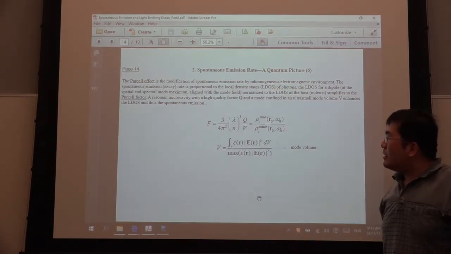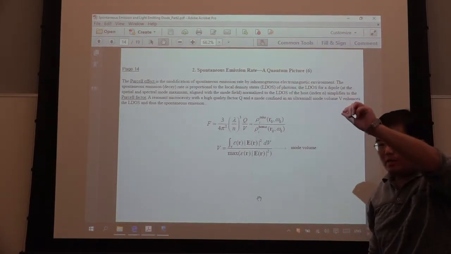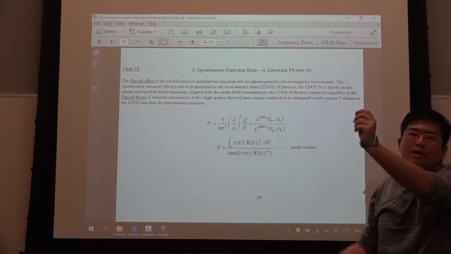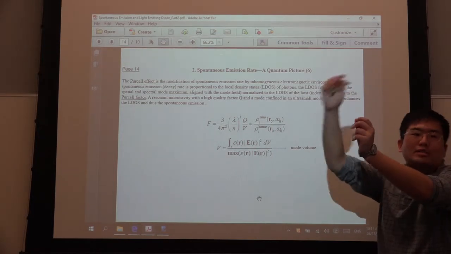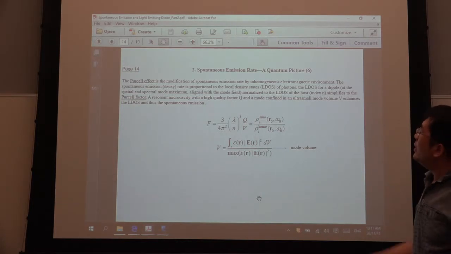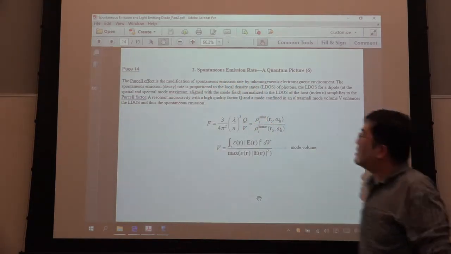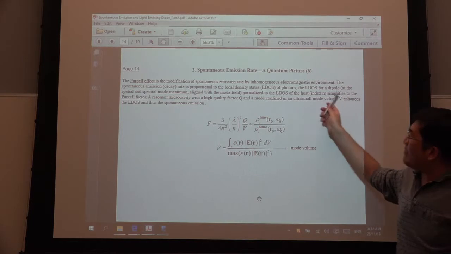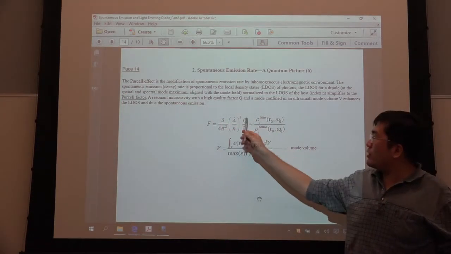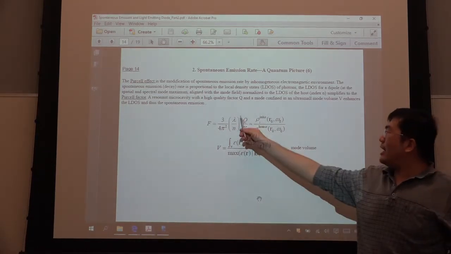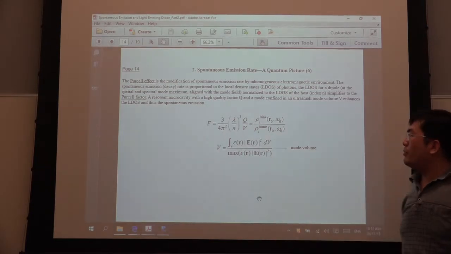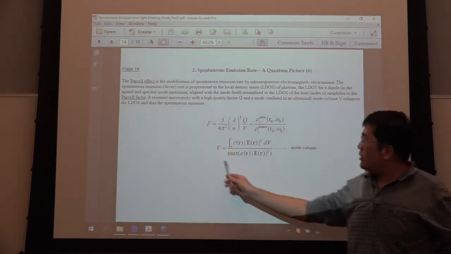That means if you put an atom in vacuum, it has a spontaneous emission rate. But if I put an atom around a metallic sphere or some object, the spontaneous emission rate can be modified. This is called the Purcell effect. For a resonance cavity, the Purcell factor is proportional to Q over V. The Q here is called the quality factor, and V we call the mode volume.